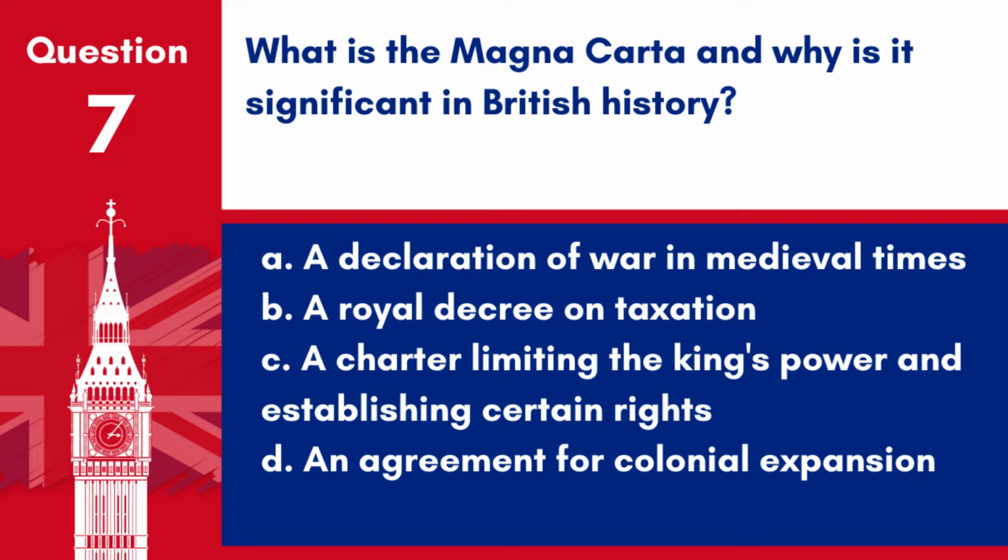Question 7. What is the Magna Carta and why is it significant in British history? A. A declaration of war in medieval times. B. A royal decree on taxation. C. A charter limiting the king's power and establishing certain rights. D. An agreement for colonial expansion. Answer: C. A charter limiting the king's power and establishing certain rights. The Magna Carta, signed in 1215, is significant for limiting the power of the king and laying the foundation for future constitutional and human rights.